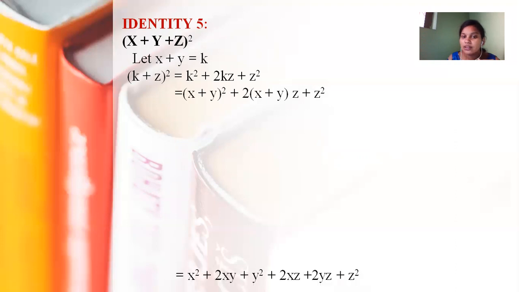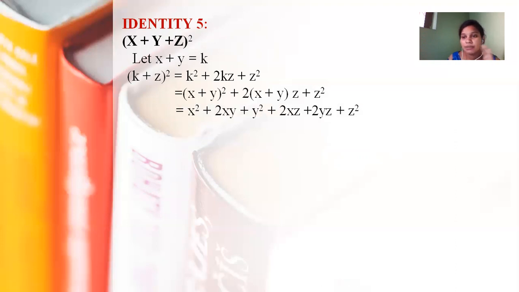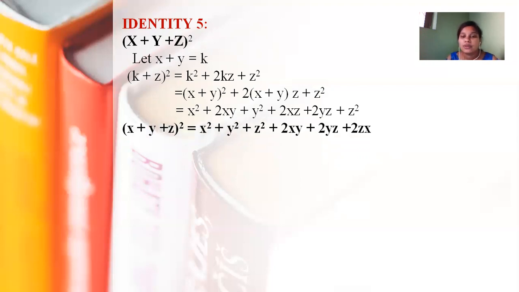Let us take x plus y equals k. We are assuming it. So now it will become k plus z whole square, which is nothing but in the form of a plus b whole square, right? So we can write k square plus 2kz plus z square. Now replace k as x plus y. Yes, we are replacing. Now again applying the same identity to x plus y whole square. So finally we'll get x plus y plus z whole square equals x square plus y square plus z square plus 2xy plus 2yz plus 2zx.